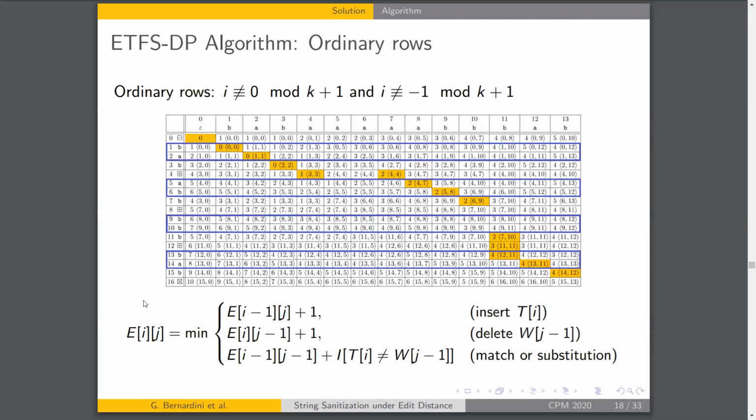Okay, so most rows that have letters in them, but are not the last letter of a non-sensitive pattern, so we cannot merge, work exactly the same as in Levenshtein's algorithm. So we get exactly the same recursive formula.